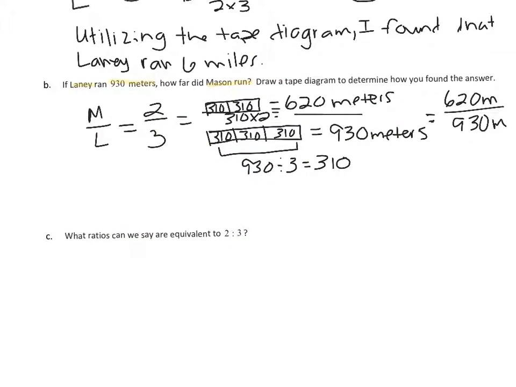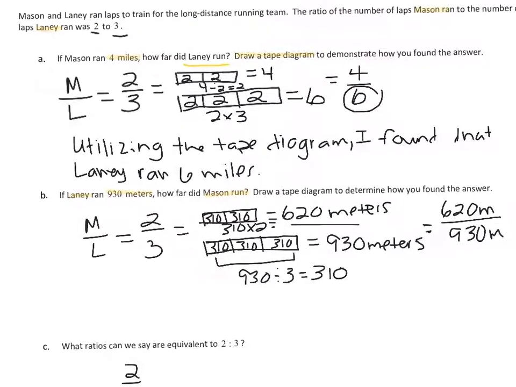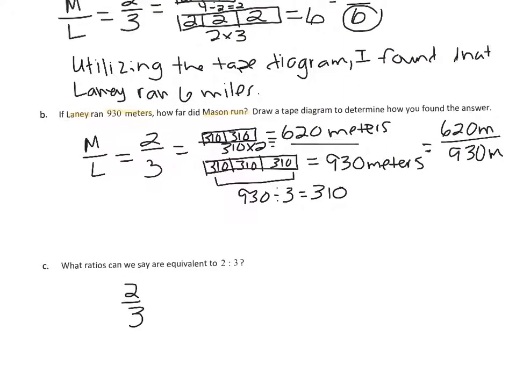What ratios can we say are equivalent to 2/3? So 2/3 is equivalent to 4/6, which is also equivalent to 620 over 930.